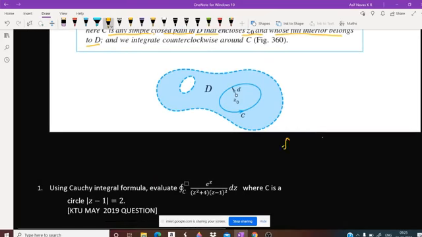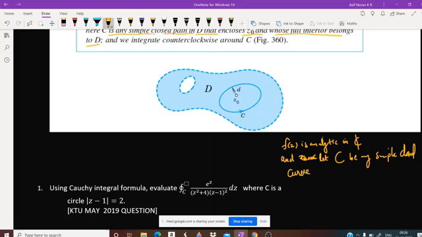So simply, the Cauchy integral formula is this. If f of z is analytic in a domain, and z naught is a point, and let C be any simple closed curve, suppose this is our simple closed curve C, then f of z must be analytic inside C. Let z naught be a point inside C.